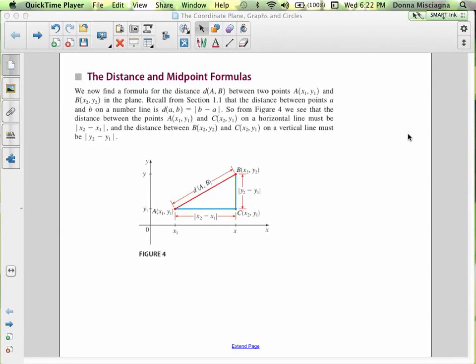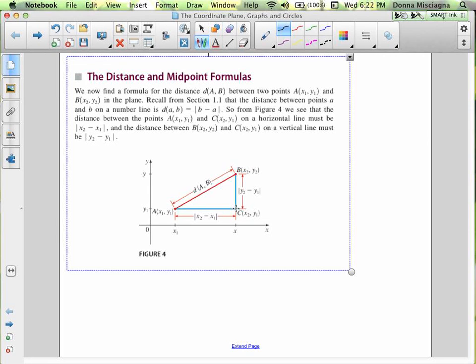Distance and midpoint formulas. Now let's find a formula for the distance between 2 points. All right, so our 2 points are A, which is at x1, y1, and B, which is at x2, y2 in the plane. Recall that the distance between points on a number line is just the difference in the values. So if we look at this point C here, there we go.